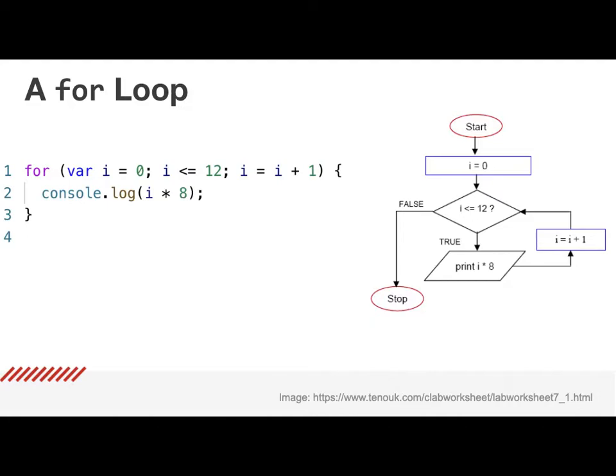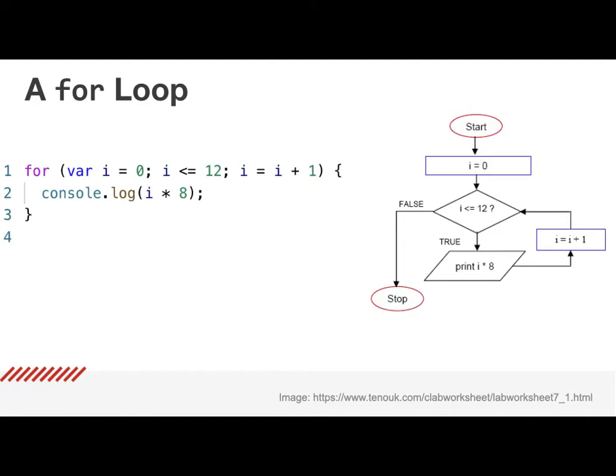And now, is 1 less than or equal to 12? True. Print 8. And then I will equal 2. Is 2 less than or equal to 12? True. And then you do 24. And so on and so on until you get to 12. Is 12 less than or equal to 12? True. Print 12 multiplied by 8. And then I equals 12 plus 1, which is 13. Is 13 less than or equal to 12? No. False, you stop.